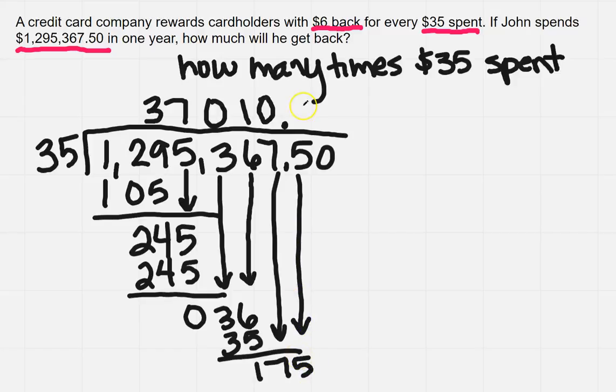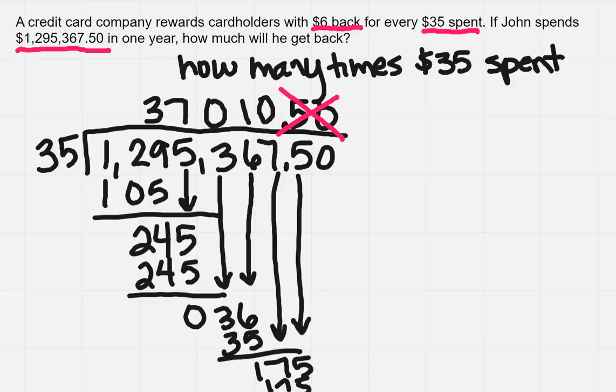And it just so happens that this is a nice, pretty problem that I gave you. So it goes in evenly. So there's nothing left over. So I'm going to carry out the 0. So this is how many times John spent $35. Now, this 50 cents is irrelevant because we need to look at whole dollars. So in this case, you're going to ignore the 50 cents.